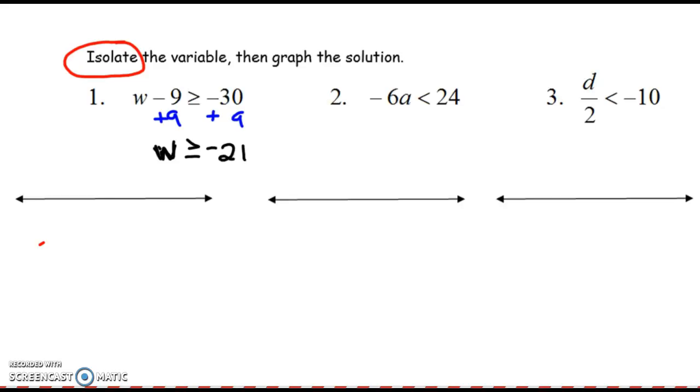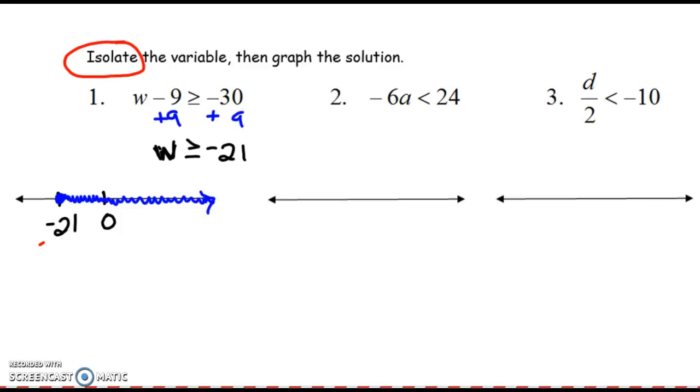So on the number line, negative 21 is down here in the negatives. So everything that's greater than or equal to negative 21. So that's going to include negative 21. And greater than would be going on up to 0, and then all the positive numbers. Okay, next one.